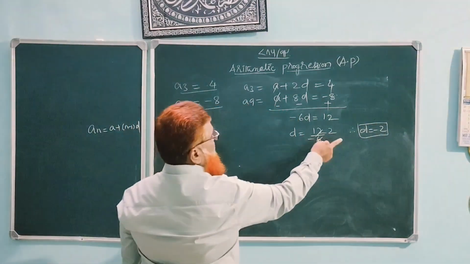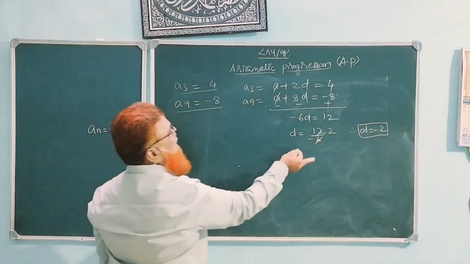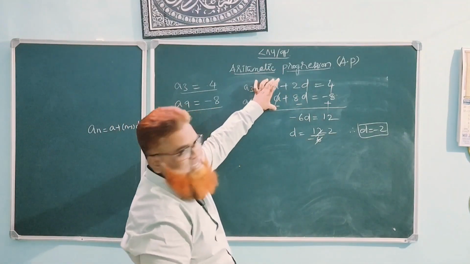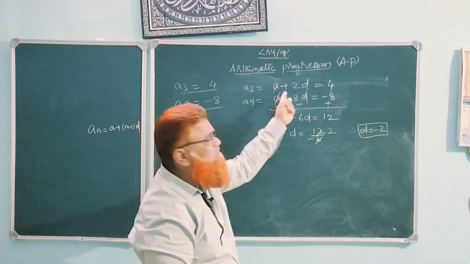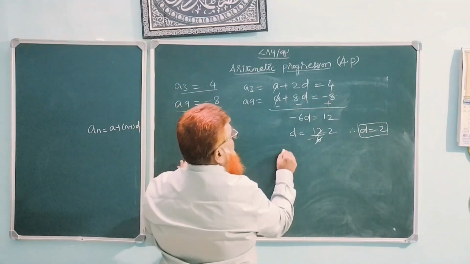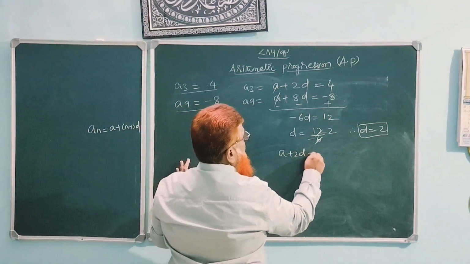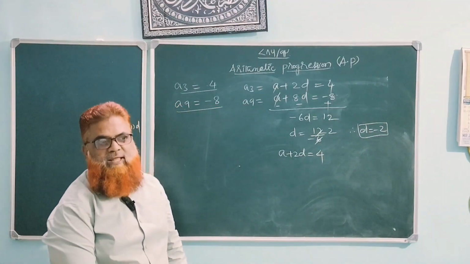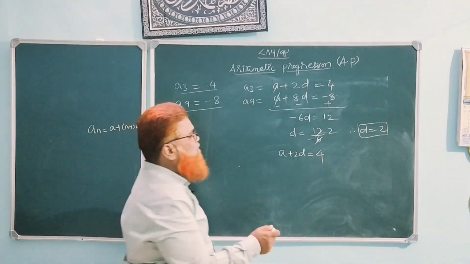Now, after getting the value of d, we have to find the value of a. Choose any one of these simultaneous equations. Either you choose this one or you choose this one. Okay, let's take the first equation itself. a plus 2d is equal to 4.